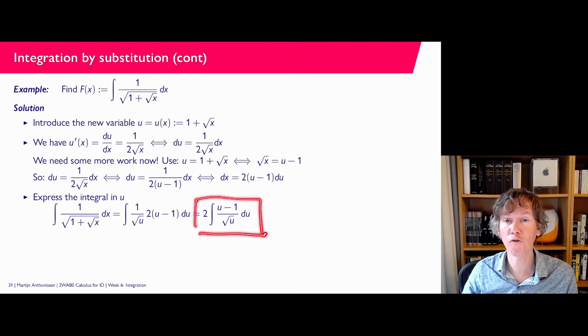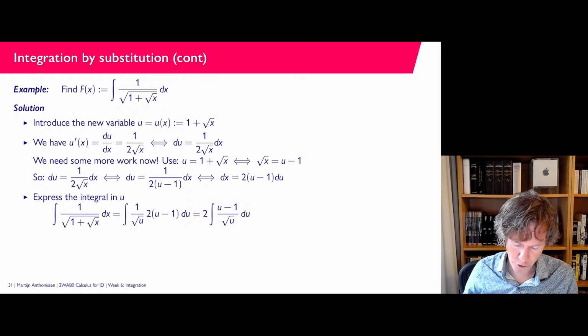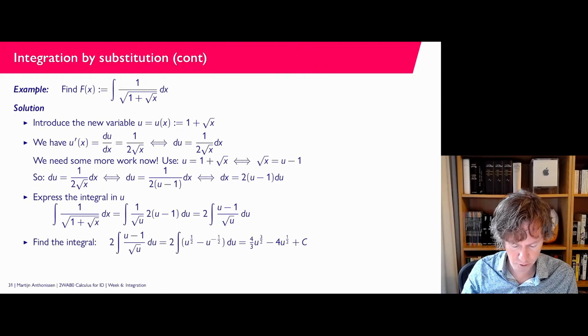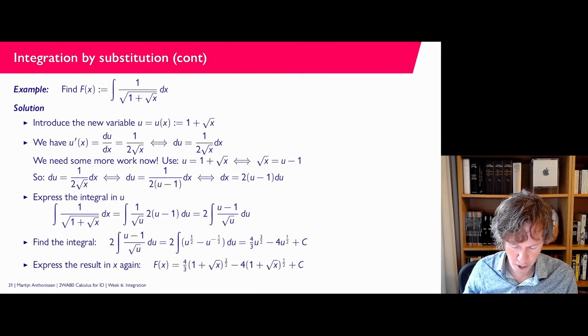And as I said before, forget everything that happened. Just look at this integral, and this is not a very difficult one. So this we can easily solve because we can write these separately, and then we have u to the power 1/2 and u to the power minus 1/2. We can find primitive functions for that, and then we substitute x back, and then we have found the answer to the original question.